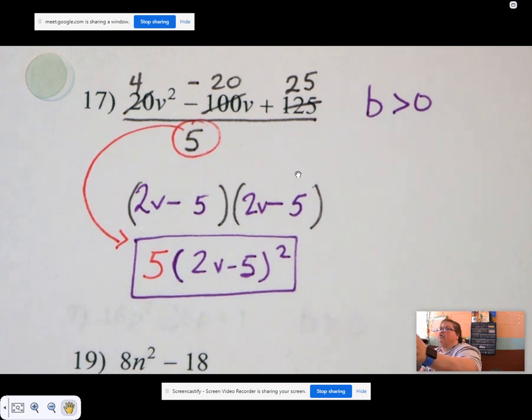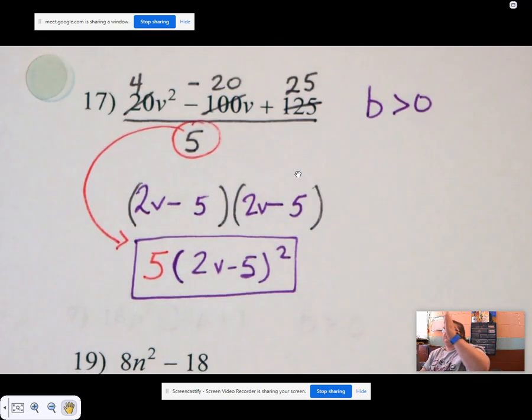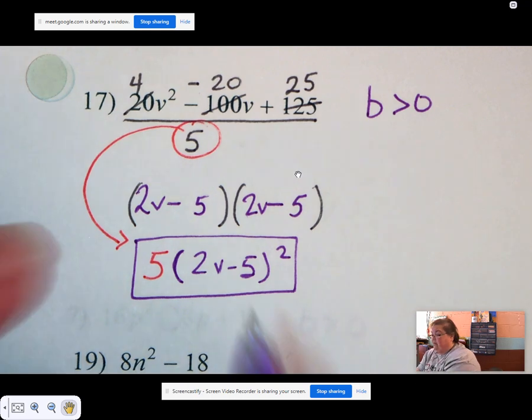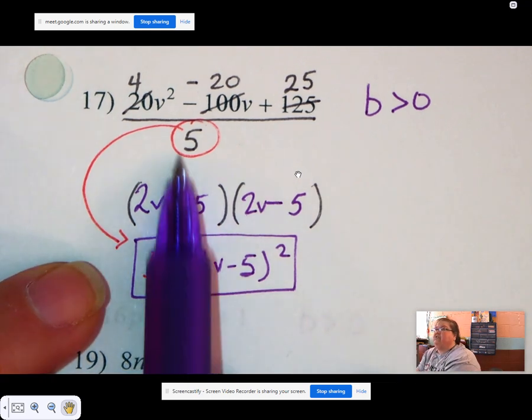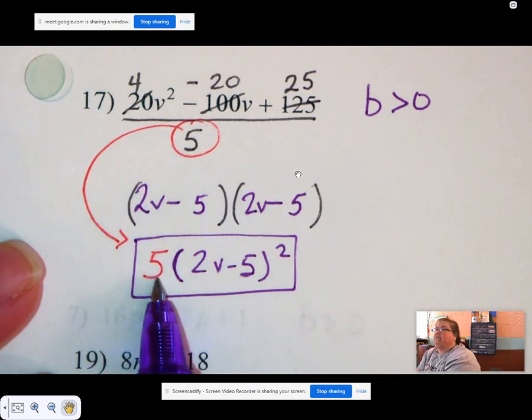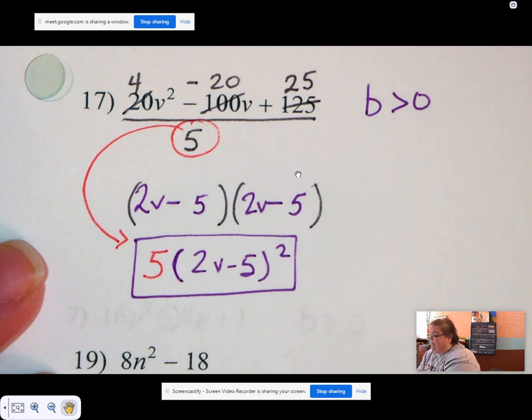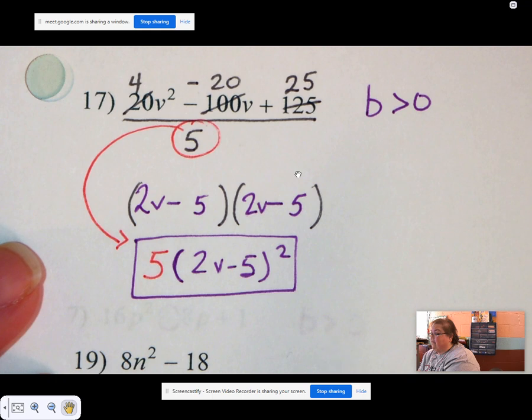Make sure you're checking for that GCF, because if you do not, it's going to be wrong. It is not a correct answer if it is not simplified. Also, don't forget that GCF because it'll be wrong. Any other questions?